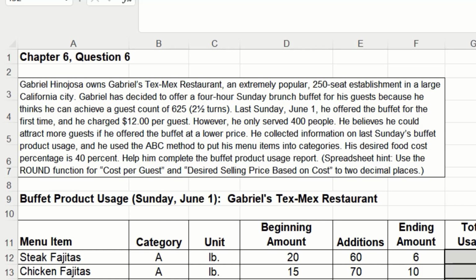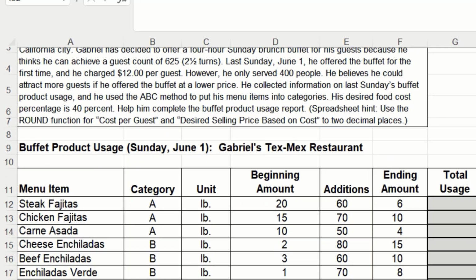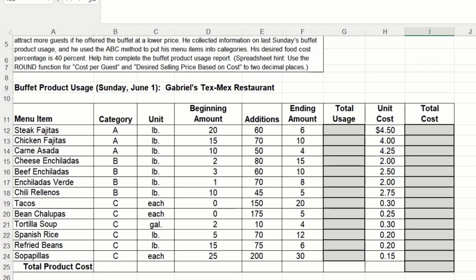All right, so let's picture this. It's a brunch buffet. They have chicken, they have steak fajitas, they have cheese enchiladas, they have tortilla soup, okay? So he has that all out. The guests walk through, they grab a plate, and they fill up their plate, they go sit down, and then they leave and they turn the tables, okay?